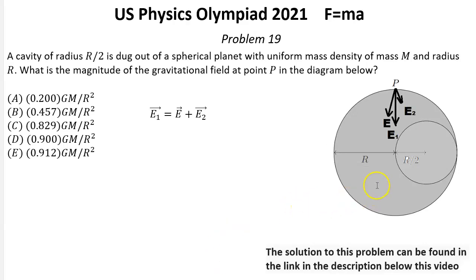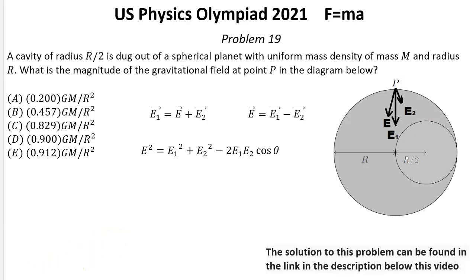Let's draw this picture. The gravitational field for the full sphere is E1. The gravitational field for the removed part of this sphere is E2, and E is the gravitational field for our figure with the cavity. So E1 equals E plus E2, and from here we can find that the gravitational field for our figure with the cavity equals vector E1 minus vector E2, or using the cosine form for vectors we have this form, where theta is the angle between vectors E1 and E2.